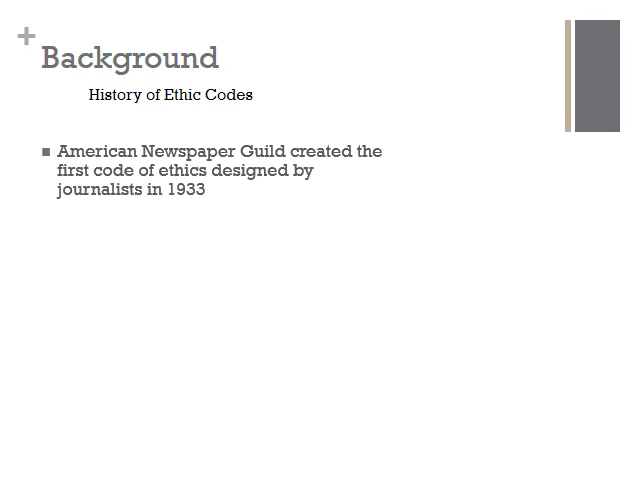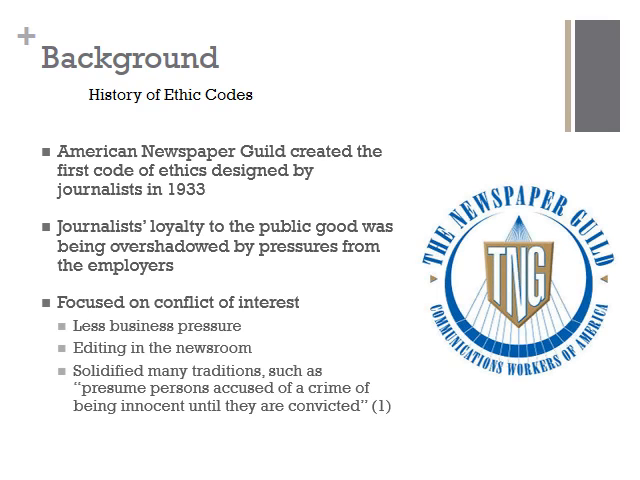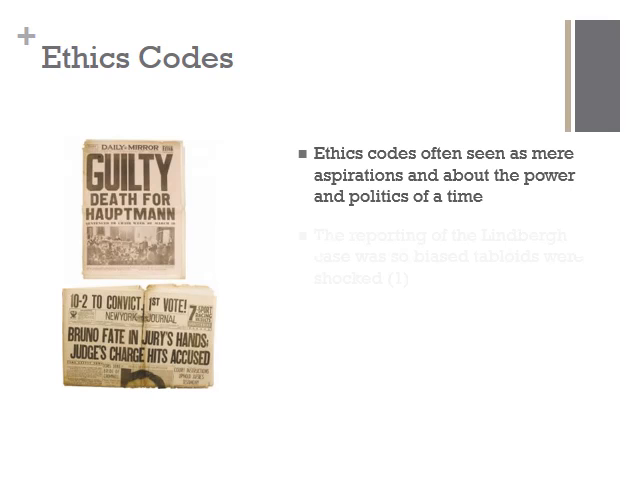Now, let's look at the first code of ethics designed by journalists. In 1933, the American Newspaper Guild pioneered the way. The code asked for editing strictly in the newsroom, less business pressure, and many other idealistic traditions, such as presuming persons accused of a crime to be innocent until they are convicted. Well, that didn't really happen.